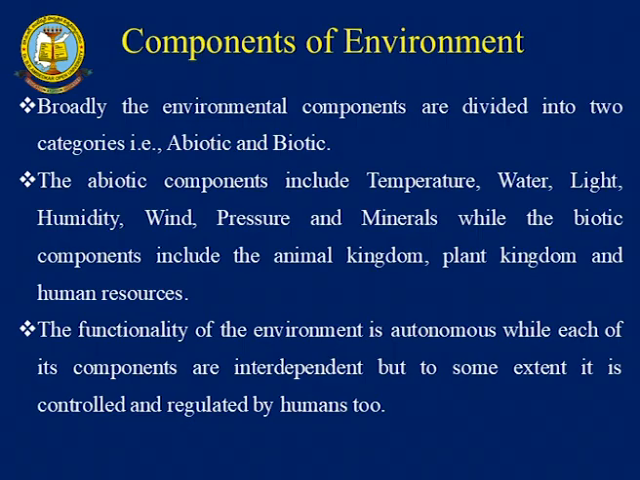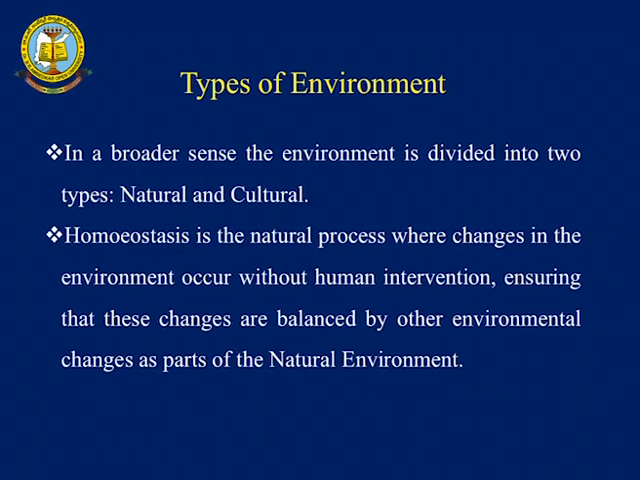So thus we can say that there is a relationship between the biotic as well as the abiotic components of the environment. There are two types of environments: one is the natural and another is the anthropogenic. In the natural environment, nature itself alters itself without any human intervention. That is called the natural environment.